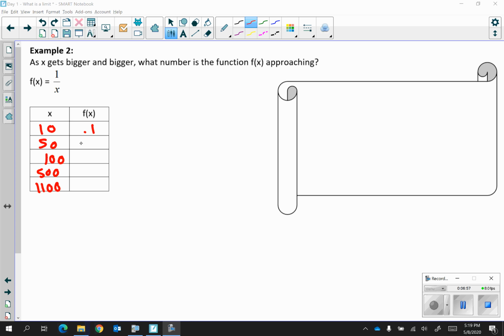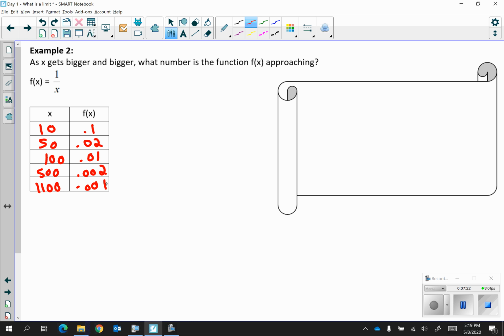1 divided by 50 is 0.02. 1 divided by 100 is 0.01. Divided by 500 is 0.002. Divided by 1,100, if you were to round it, you get 0.001, a little bit less than that.